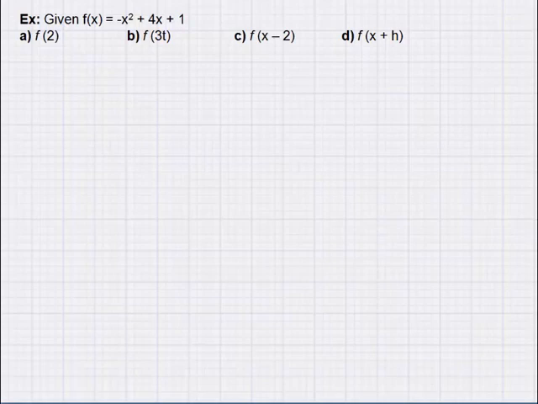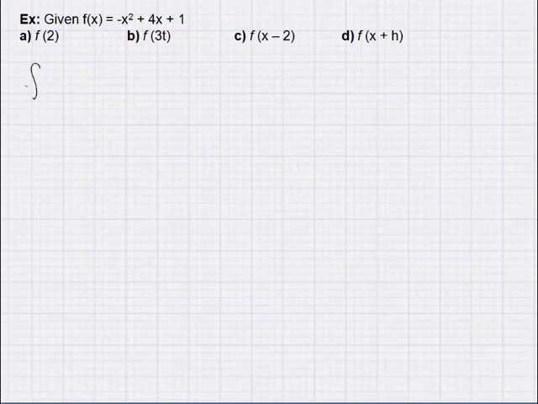So let's do A, f of 2. We want to find f of 2. What this is telling me is that when x equals 2, what does 2 get matched up to? What's the y value for this particular x value? So this function tells me, if I'm finding f of x, this is what I should do. I should take it, square it, multiply it by a negative, add 4 times that x, and then add a 1. So what I'm really going to do is essentially take this 2 and plug it in every time I see an x, because x is 2.